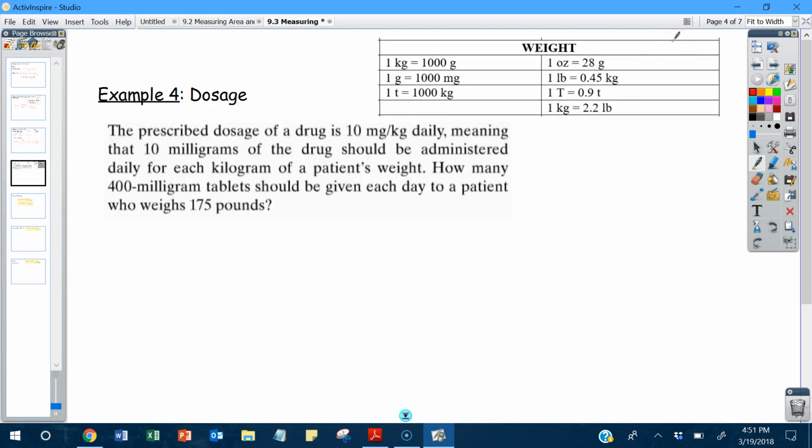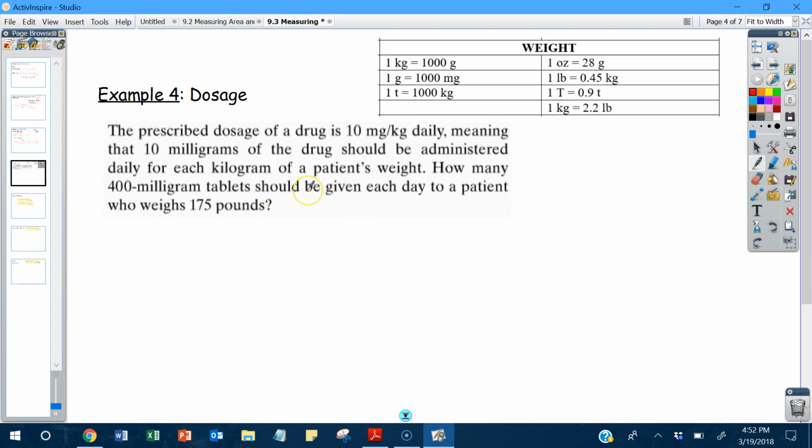Okay, here's a little bit more challenging problem. I thought it might be worth doing. Really practical. So we have a prescribed dosage of a drug is 10 milligrams per kilogram daily, meaning that 10 milligrams of the drug should be administered daily for each kilogram of a person's weight. So that's kind of what that means. For every kilogram you weigh, you've got to take 10 milligrams of this drug. It changes based on body weight. How many 400 milligram tablets should be given each day to a patient weighing 175 pounds?